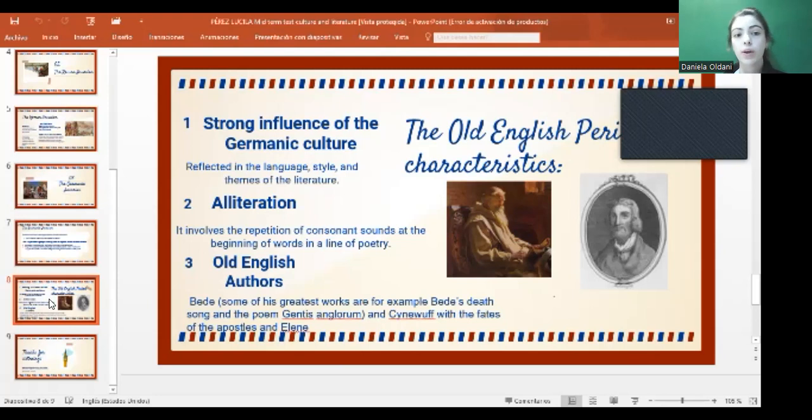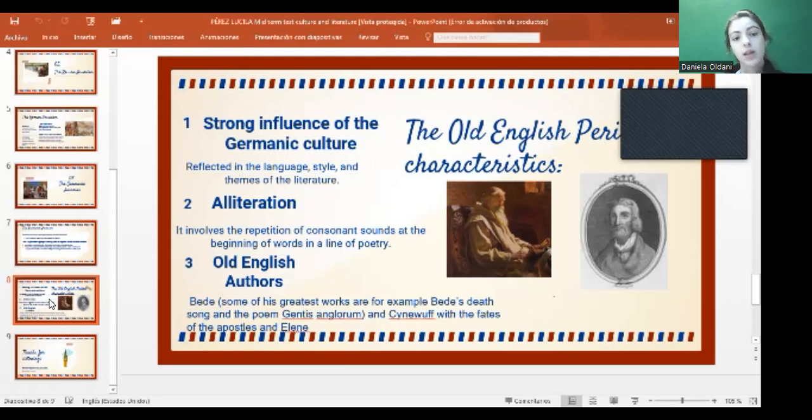And number two, we got alliteration, which is a super common literary device used in Old English, and it involves the repetition of consonant sound at the beginning of a word in a line of poetry.